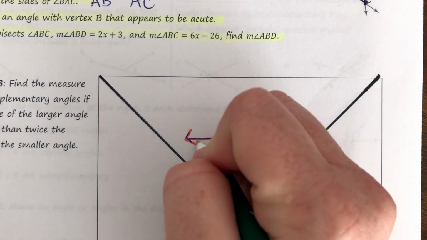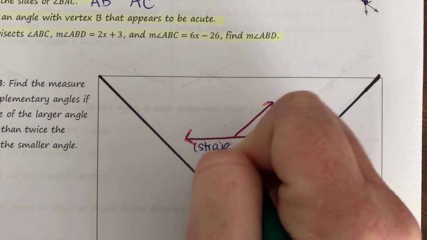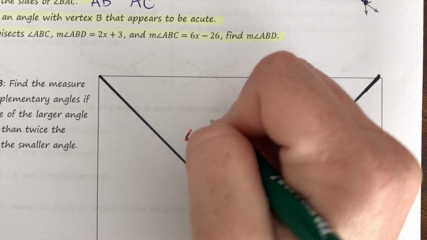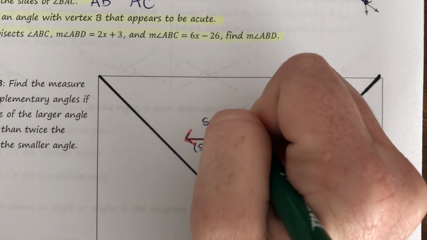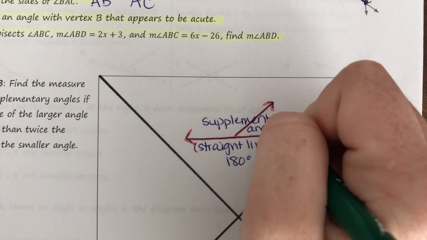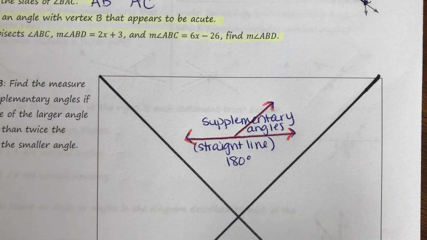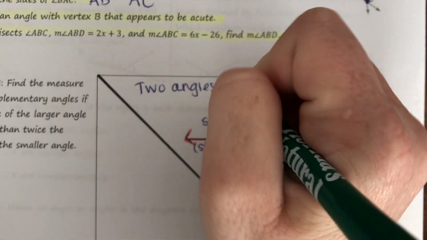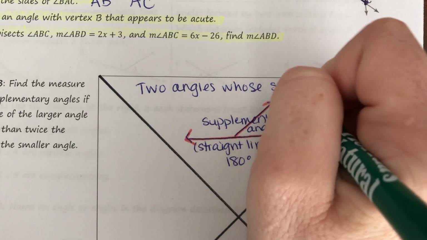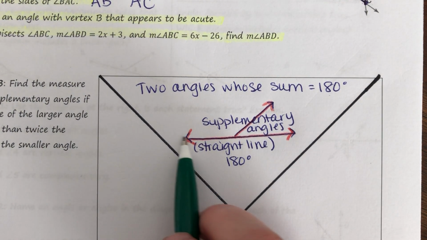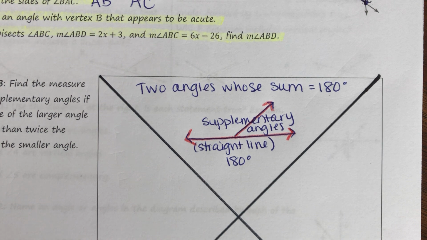So I'm going to say they make up a straight line. They add up to 180 degrees, and they are supplementary angles. At the top, I'm going to say supplementary angles are two angles whose sum equals 180. Two angles whose sum, meaning when you add up the measure of each one, it always adds up to 180. It always adds up to a straight line. So those are supplementary angles.